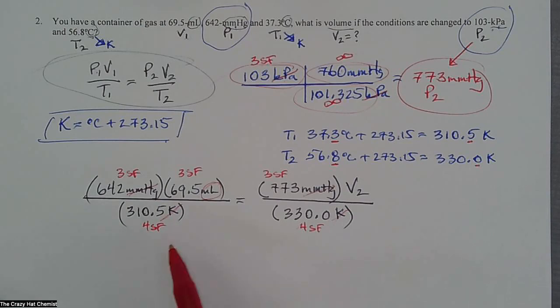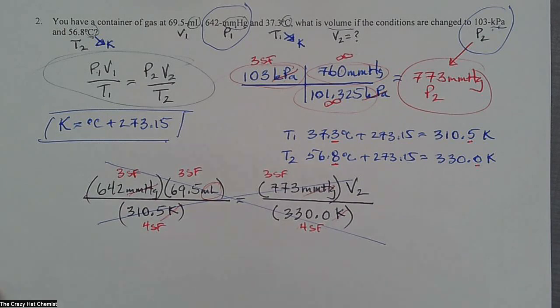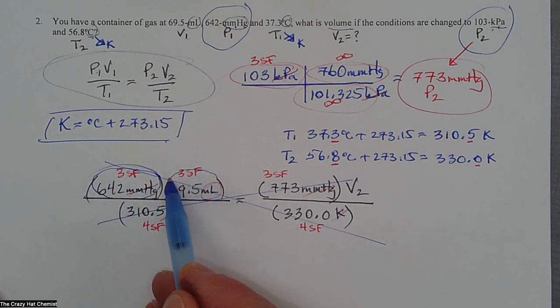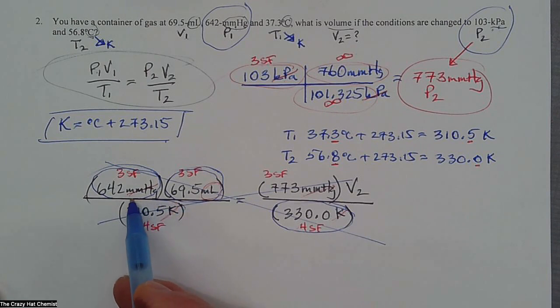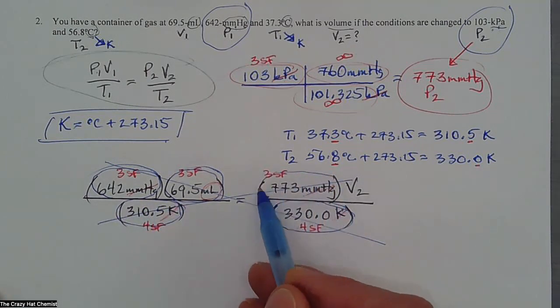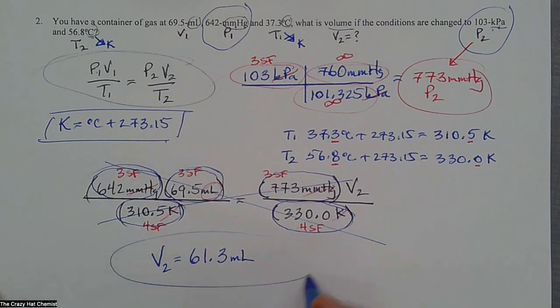So in our calculator, we're going to do the following. Mathematically, it's cross multiply, right? That's probably the easiest way, and that's what most students do. So how are you going to do this in your calculator? 642 times 69.5 times 330.0 divided by 310.5 divided by 773. Then I'm going to get volume number 2, with 3 significant figures. That's going to be 61.3 milliliters, and that's your final answer to 3 significant figures.